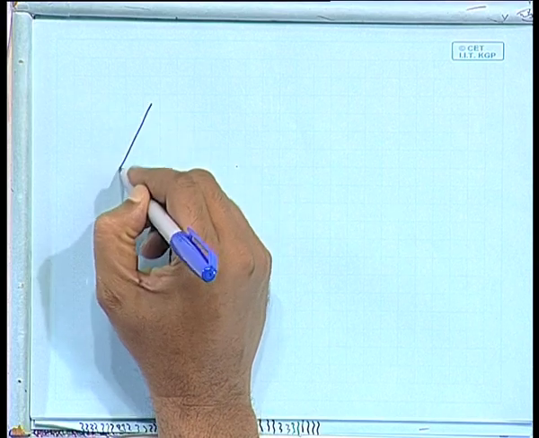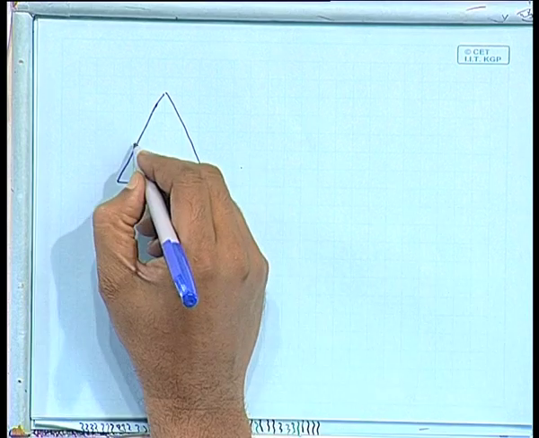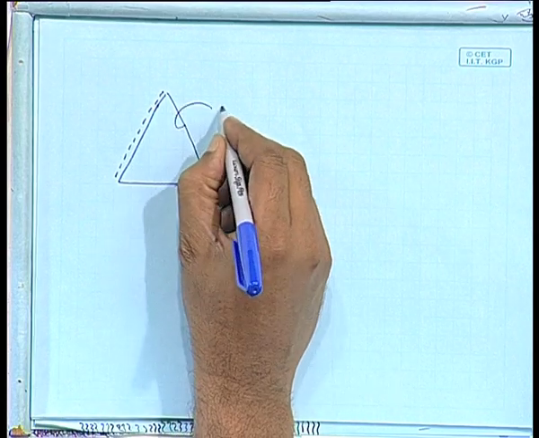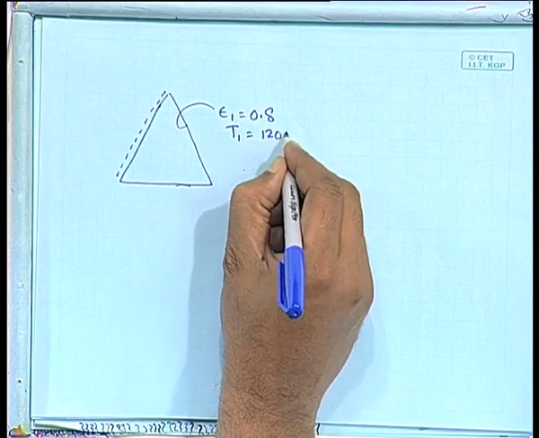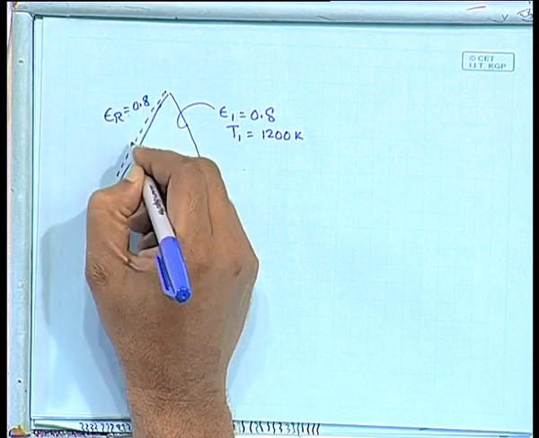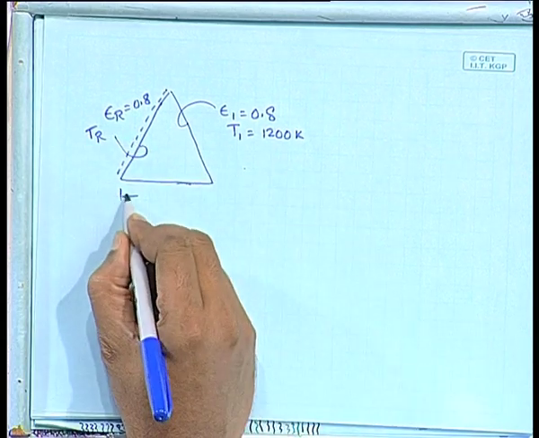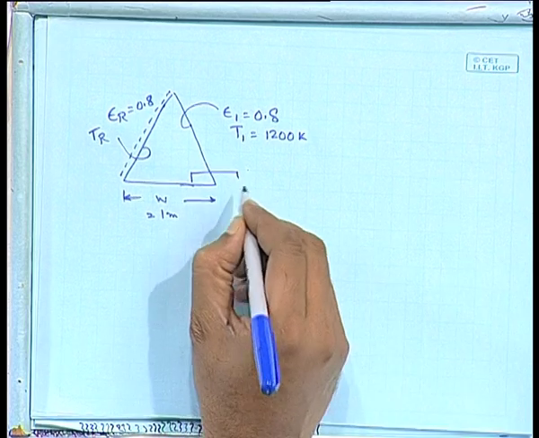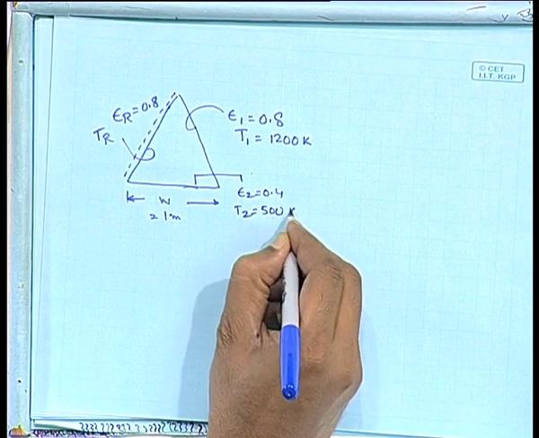So, what we have is an oven which is in the shape of an equilateral triangle. This surface is perfectly insulated. You have an epsilon 1, the value of which is given, and T1 is at 1200 Kelvin. This is the radiating surface with epsilon r of 0.8, and the temperature of this, let us denote it by Tr. The width of any of these sides is equal to 1 meter. This epsilon 2 is 0.4 and T2 is 500 Kelvin.